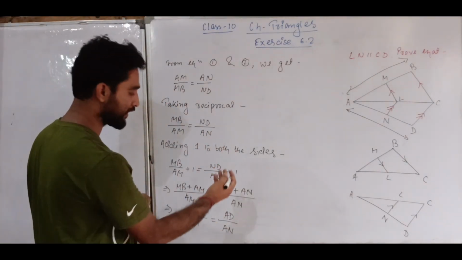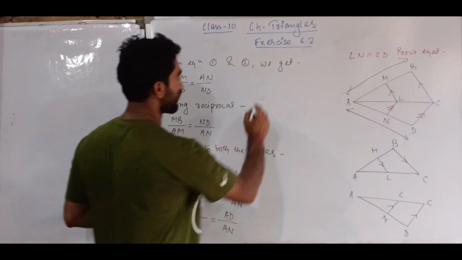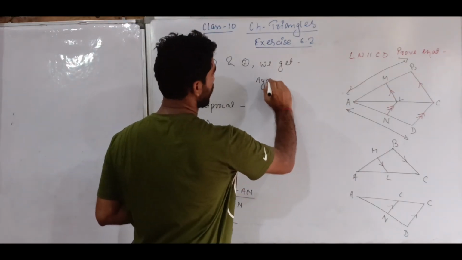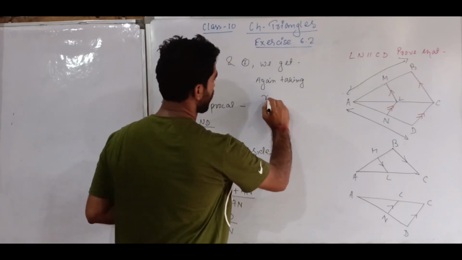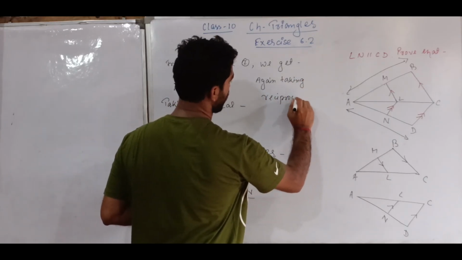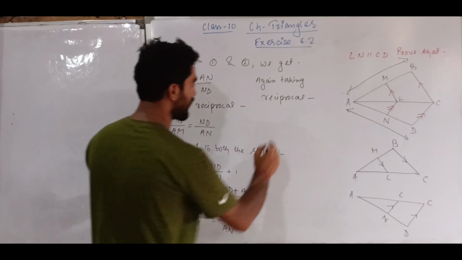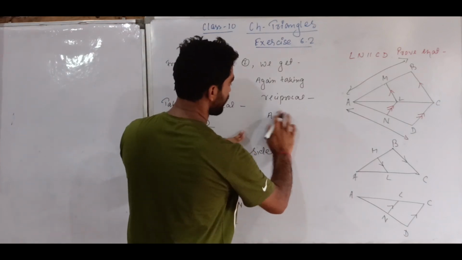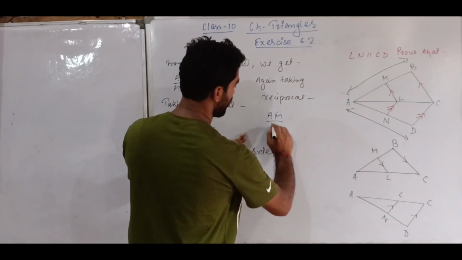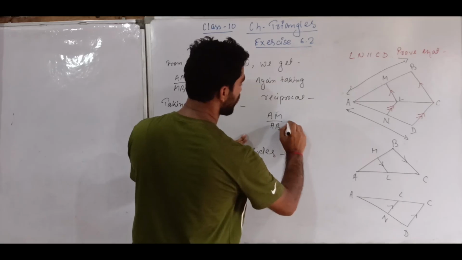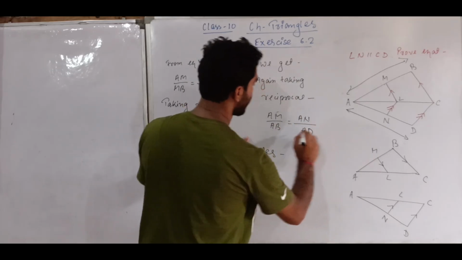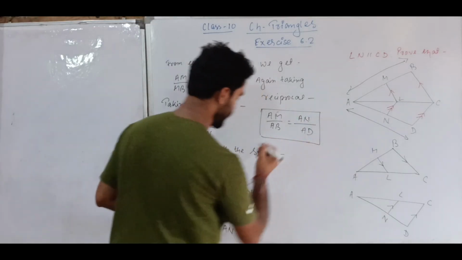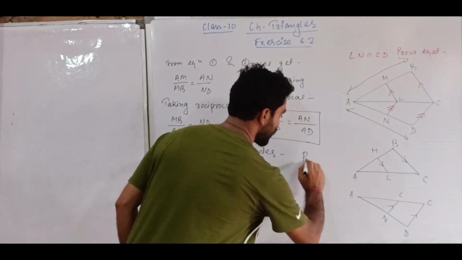Now again we will take the reciprocal and we will reach our answer. So again taking the reciprocal, what will we get? AM divided by AB is equal to AN divided by AD. So hence proved.